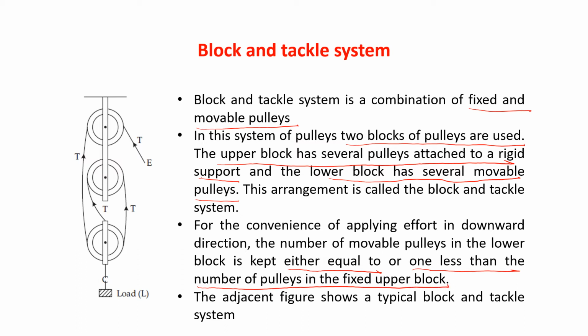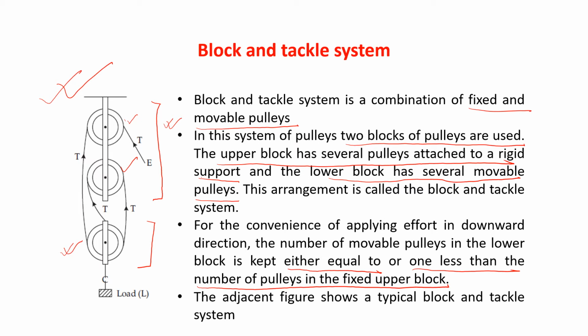The adjacent figure shows a typical block and tackle system. Just look at this figure. Now this is one block and this is another block. This is the upper block. The upper block is fixed with a rigid support. These are the fixed pulleys, this one and this one. And the lower one is a movable pulley.